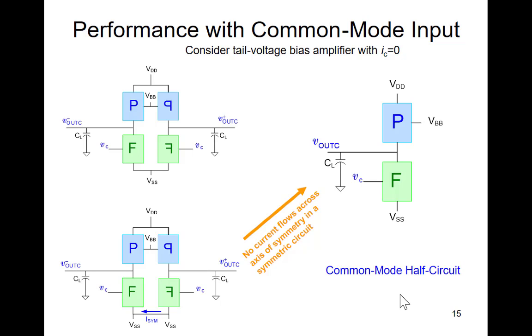Put a tail voltage bias in, I can put 2 voltages VSS here. Again, there's no current that flows here, so I can drop this off and I look at a half circuit. And this is my half circuit. Is this the same half circuit I had before? Is this the same half circuit I had for the tail current bias?